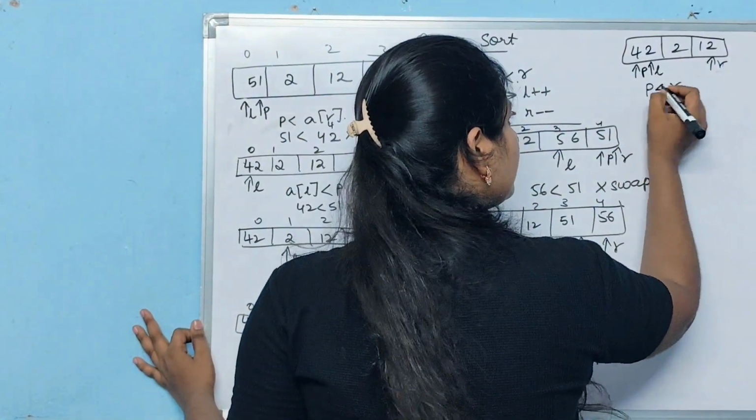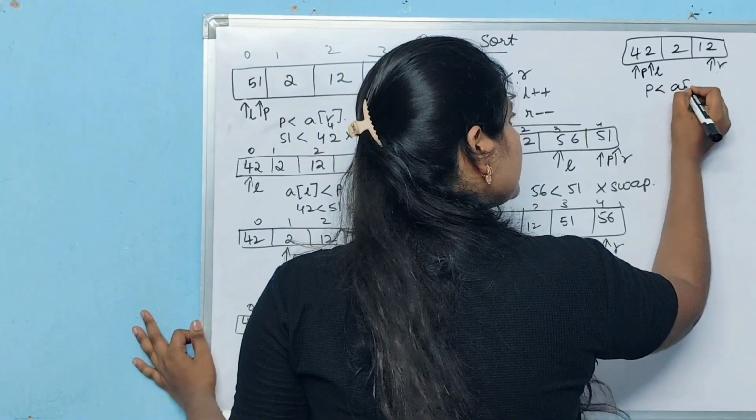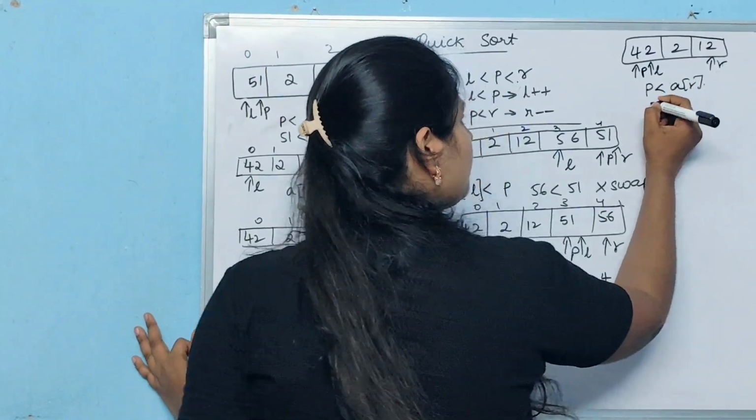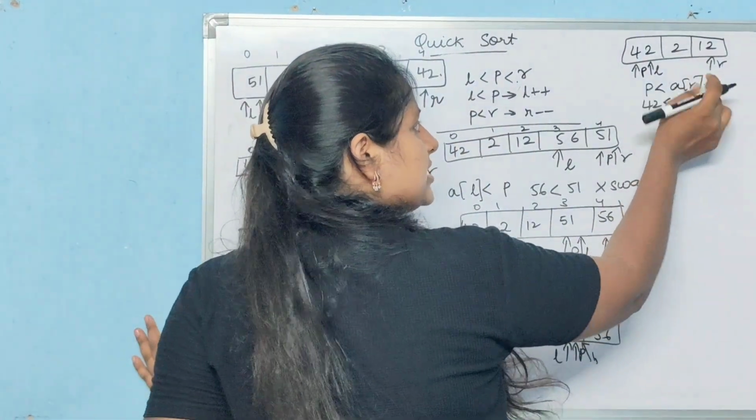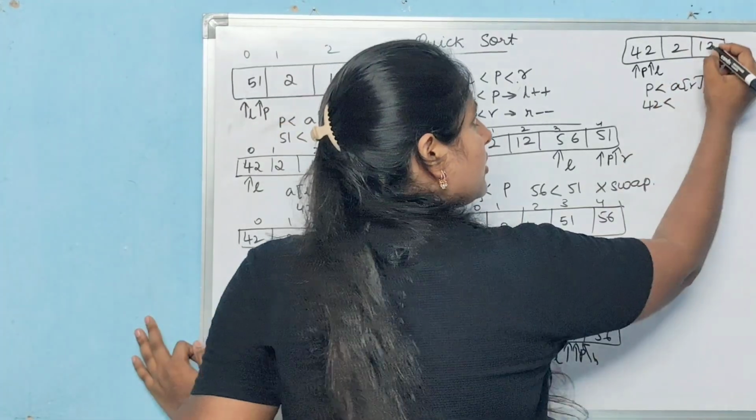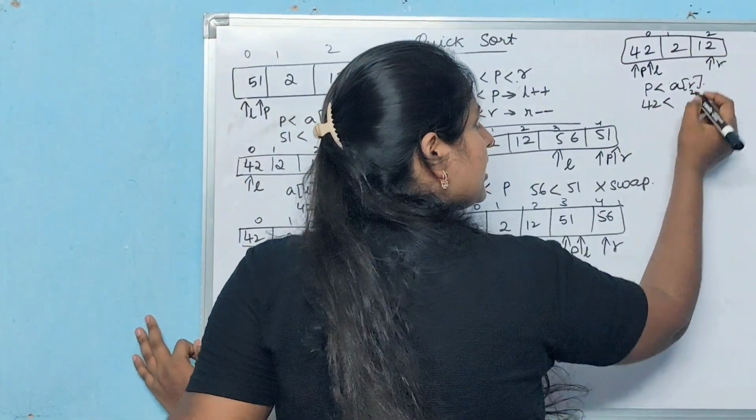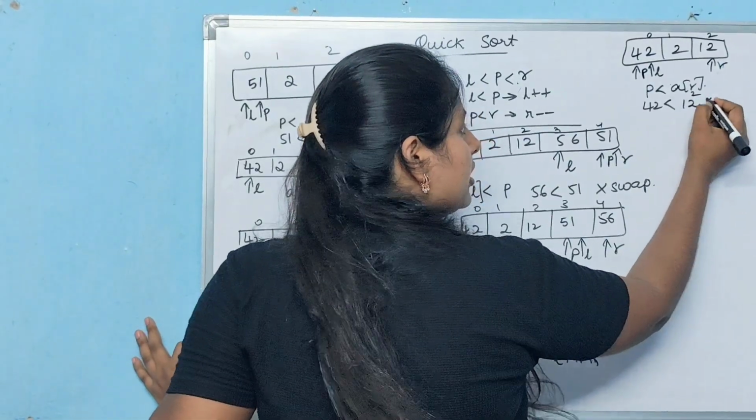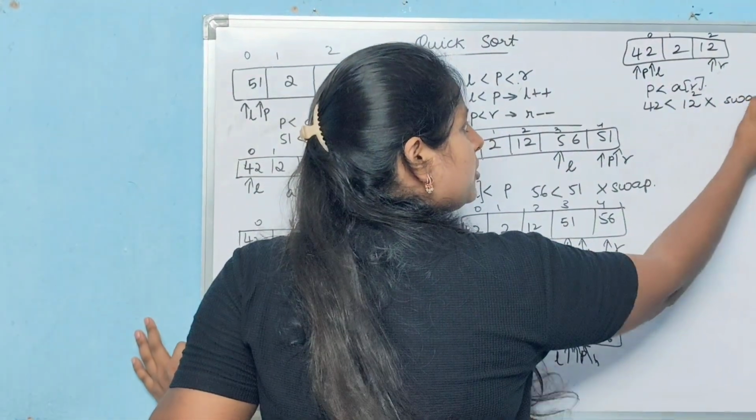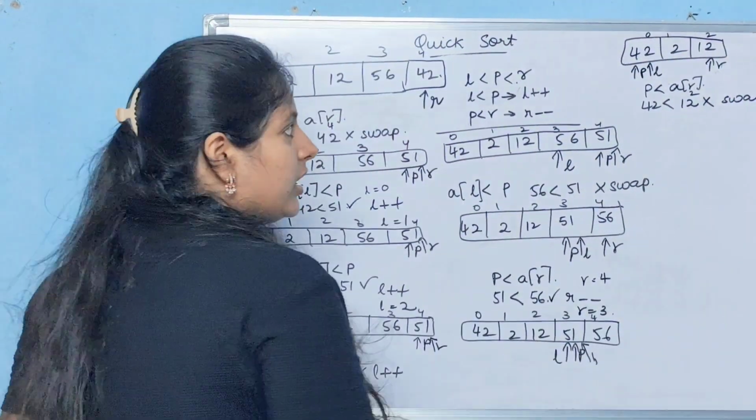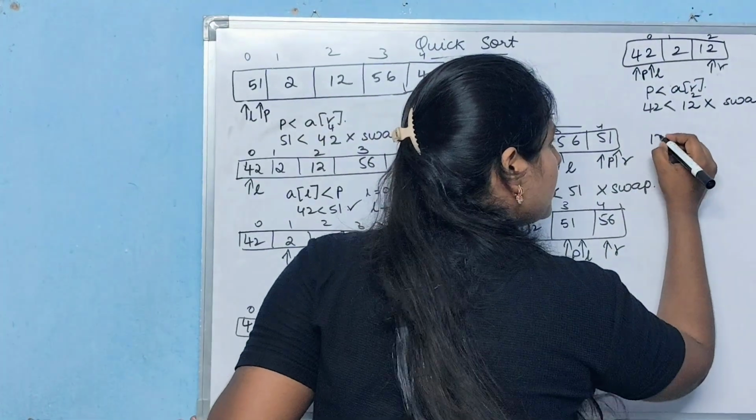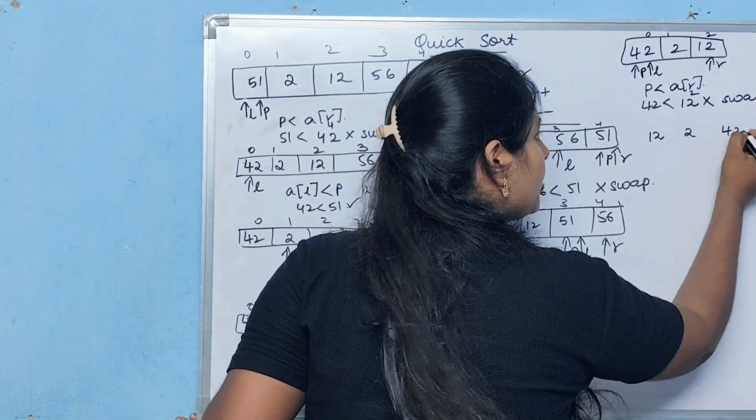Pivot is less than A of R. So, what is my pivot right now? 42 is less than A of R. What is R? 2. So, what is there in A of 2? 12. False. So, what should I do? Swap. Okay, 42 and 12 are getting swapped. So, 12 to 42.